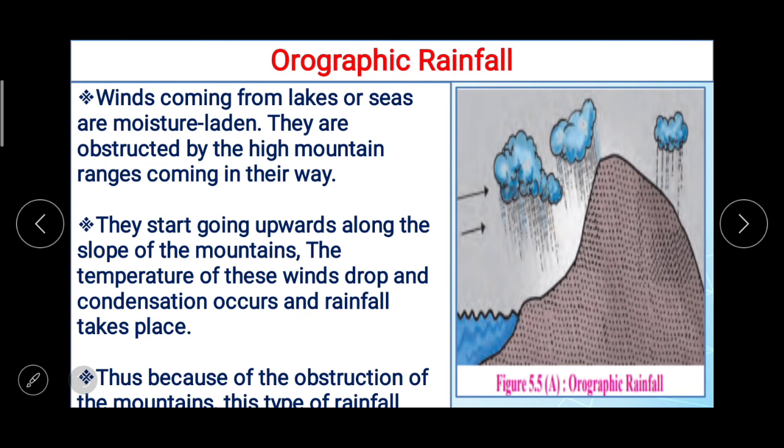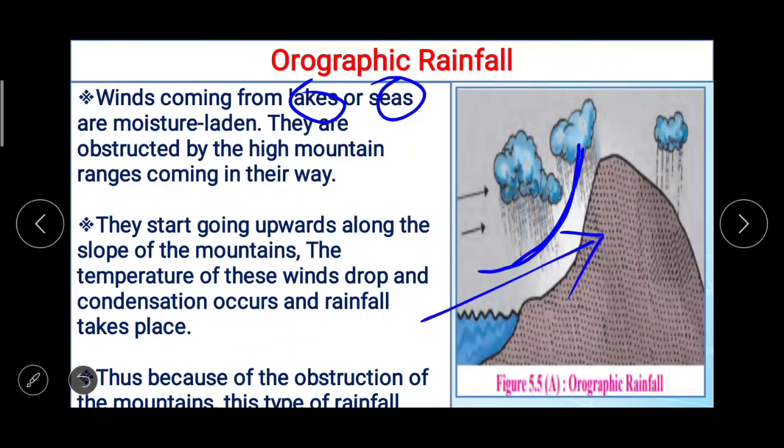Now the next type, that is orographic rainfall. Winds coming from lakes or seas are moisture laden and they are obstructed by the high mountain ranges coming in their way, as you can see in the figure. In this figure we can see that the winds that come from the lake or the sea are obstructed by high mountains. Because of that they start going upwards along the slope of the mountains like this.